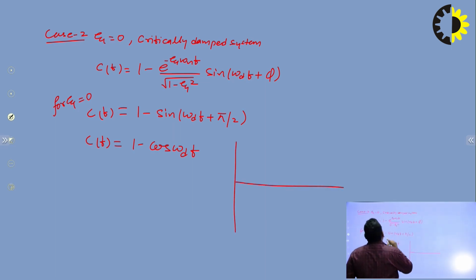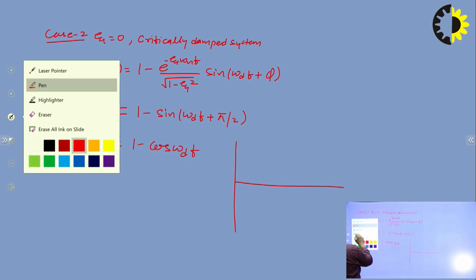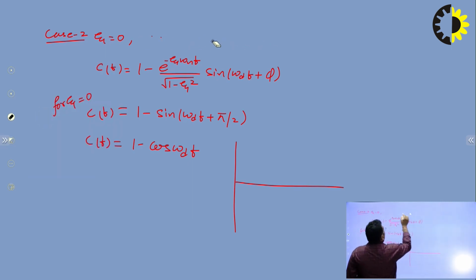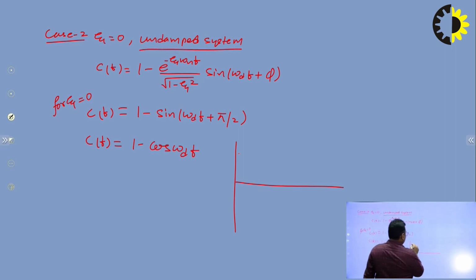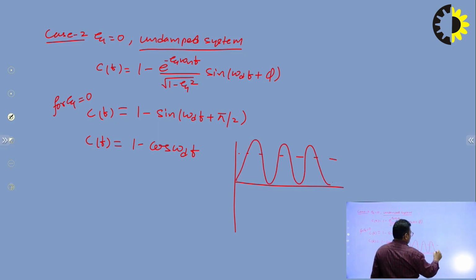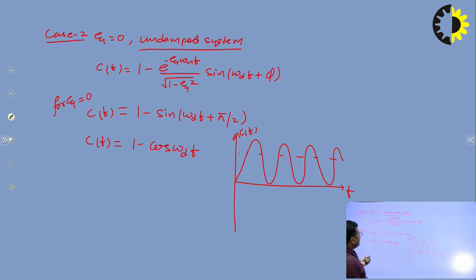this is not critically damped, this is called an undamped system, right? The critically damped case will be for zeta equal to 1. This case is an undamped system. Okay. For zeta equal to 0, the system will be an undamped system, and the response that we will obtain will be like this. So, the second case is undamped.